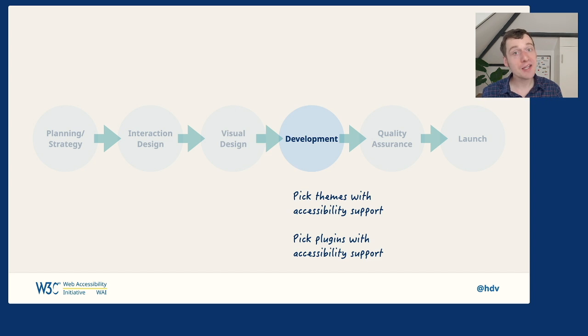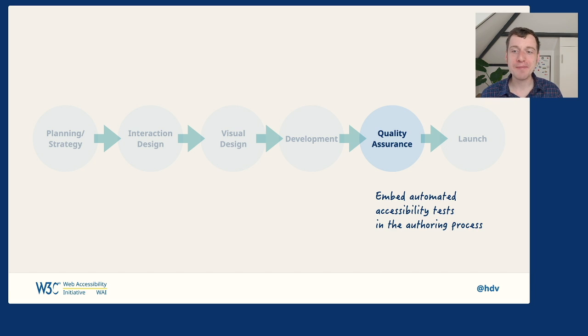When we're talking about development, you can make a great difference by picking a theme that has accessibility support or a plugin with accessibility support. Because, again, you'll help people who create web content to do that in a more accessible manner, or sometimes get a lot of accessibility for free if there's a carousel component or something that was built accessibly. When it comes to QA, you could embed automated accessibility tests in the authoring process. So, for instance, if someone creates a new page and presses save, there are some tests that are running automatically.